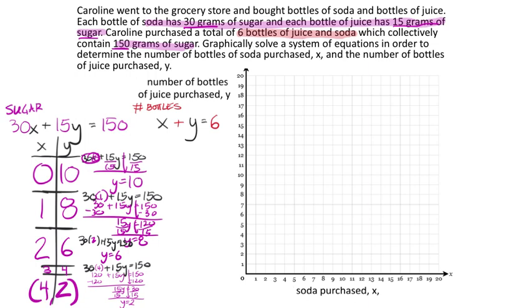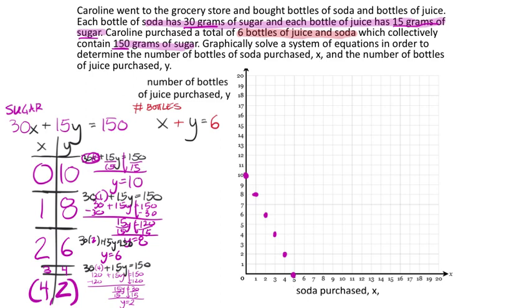Now I'm going to stop there because I know that that's 6 bottles. I don't necessarily even need to solve this one, but it is asking for the graph, so I'm going to have to get some ordered pairs on there. But let's get the ones that we have there. So we got 0, 10. That's the y-intercept. We have 1, 8 here. 2, 6 there. 3, 4 here. And then 4, 2 there, which means that if you were just to purchase all soda bottles here, you'd get 5 of them, and that would equal 150 grams of sugar for that.